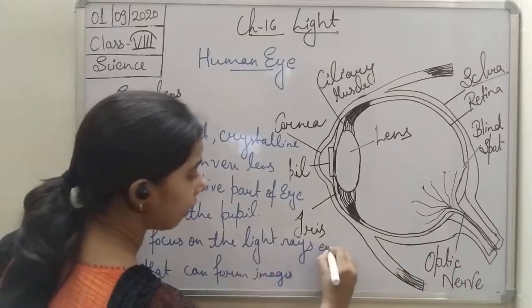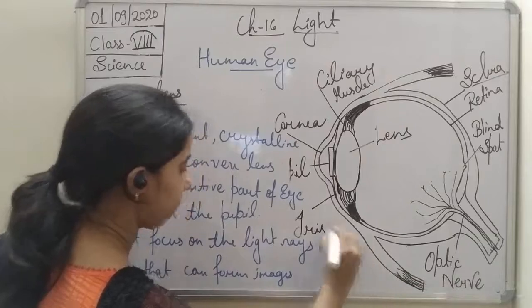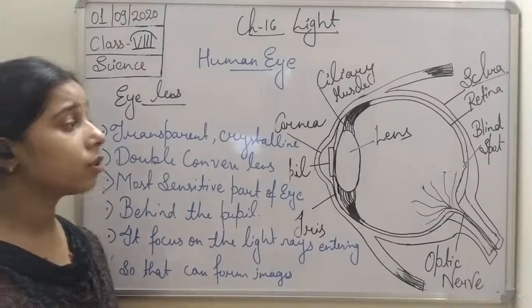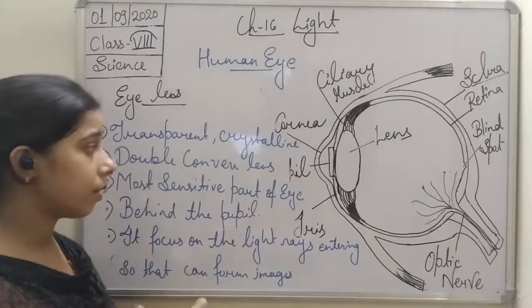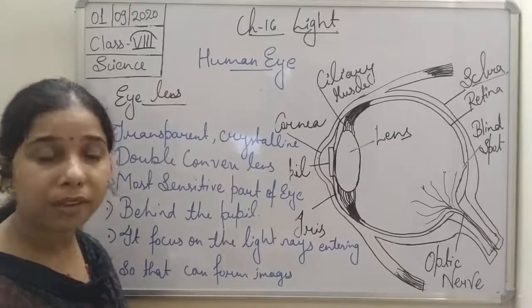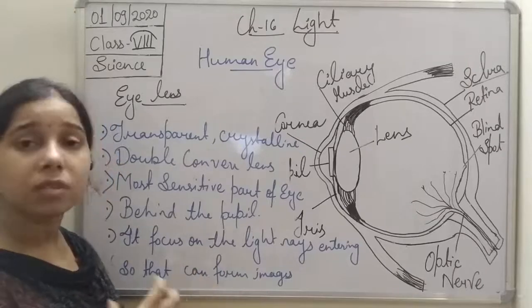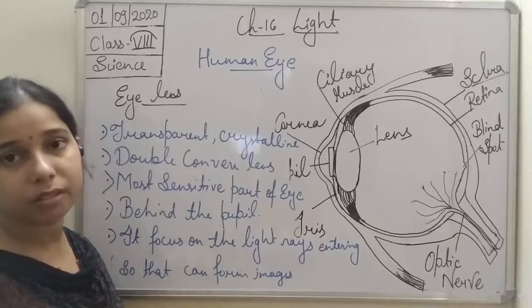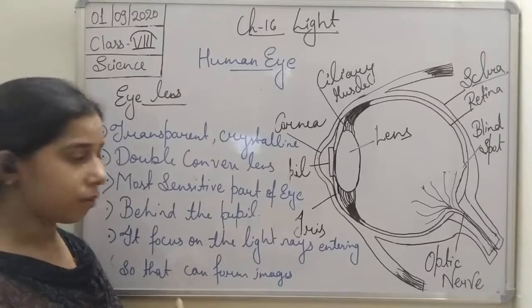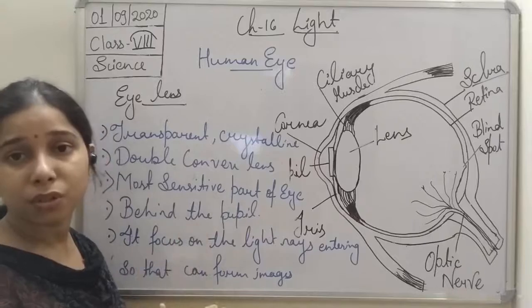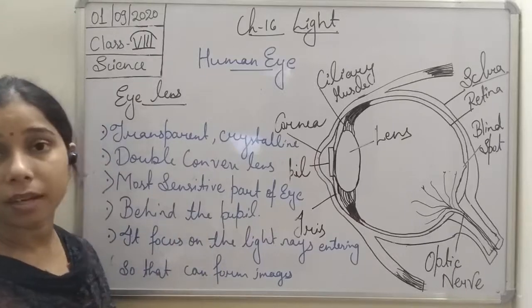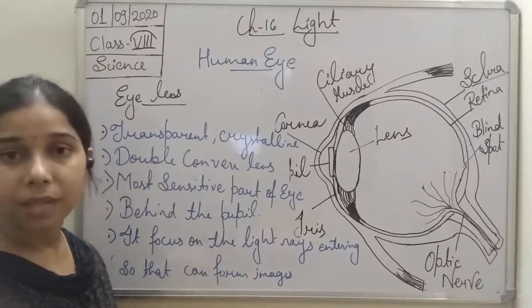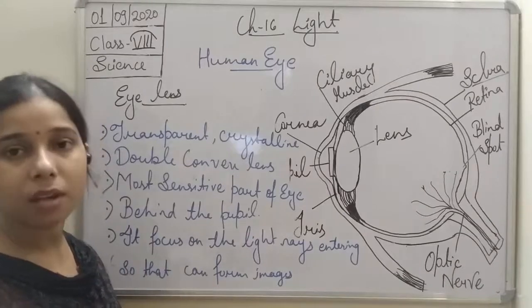Light rays entering, so that it can form the image. So you see here, student, it is a transparent, crystalline, double convex lens, and it is the most sensitive part of the eye because it is used to make the image. Obviously it will see the amount of light ray also, and its main function is to focus the light rays which are entering the eye so that it can make the image at the back, that is at the retina of the eye.